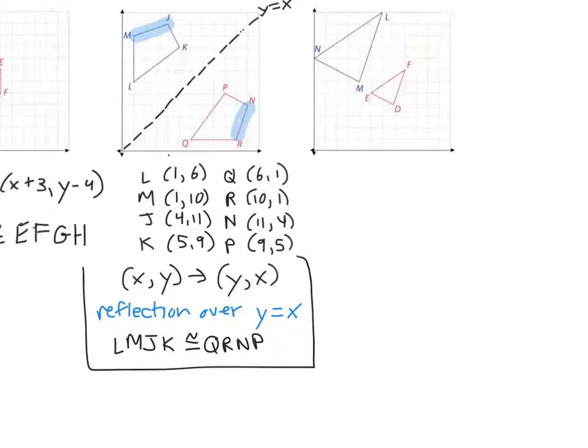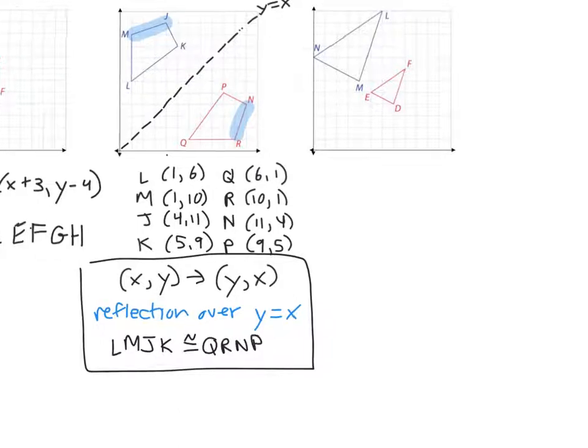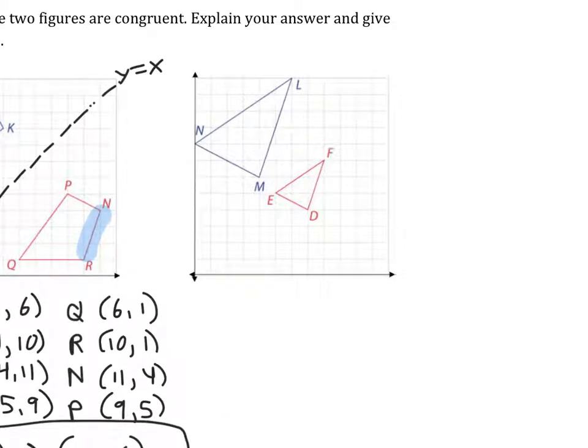So again, as long as you can show that one maps onto the other with some sort of rigid motion, you can prove that they're congruent. Let's look at this next one. So comparing these two shapes, I can see that their size is clearly different. So there's no translation that would map one onto the other. There's no rotation or reflection.